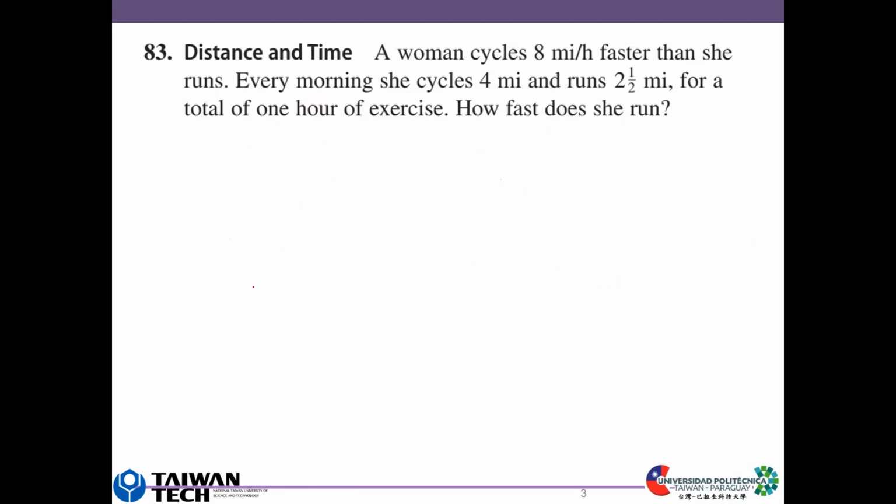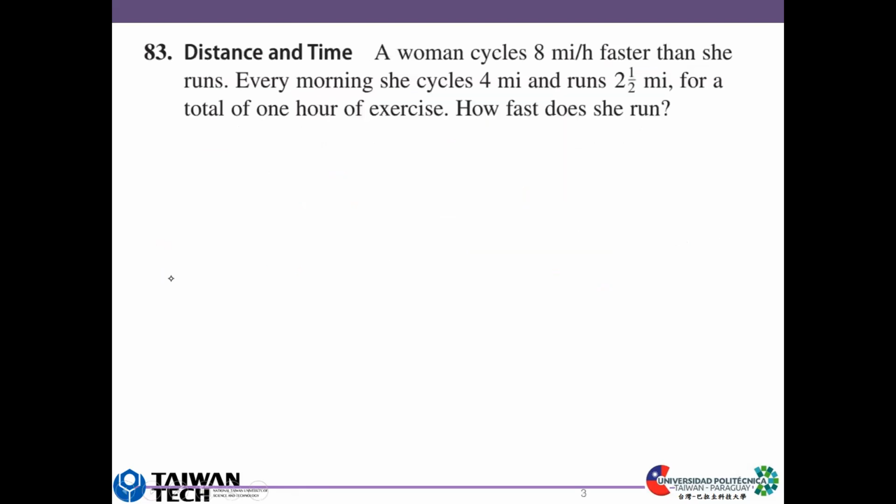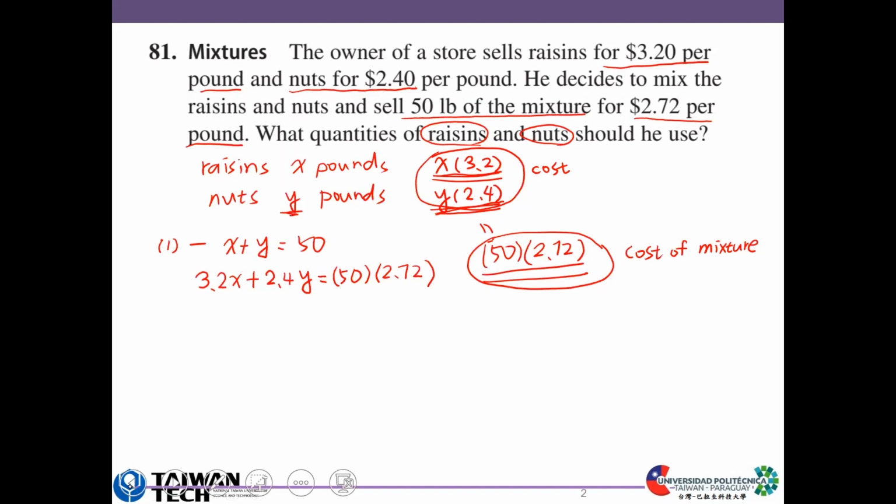3.2x plus 2.4y equals 50 times 2.72. So suppose this is equation 1, and this is equation 2. Sorry, the screen keeps switching back. This is equation 2.